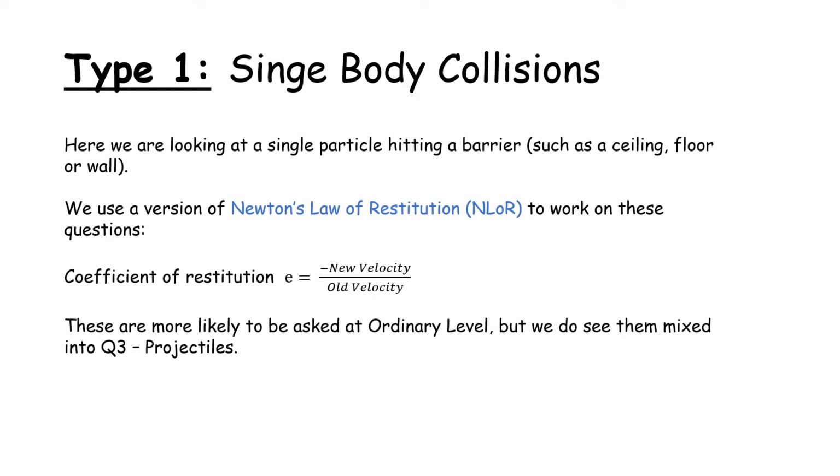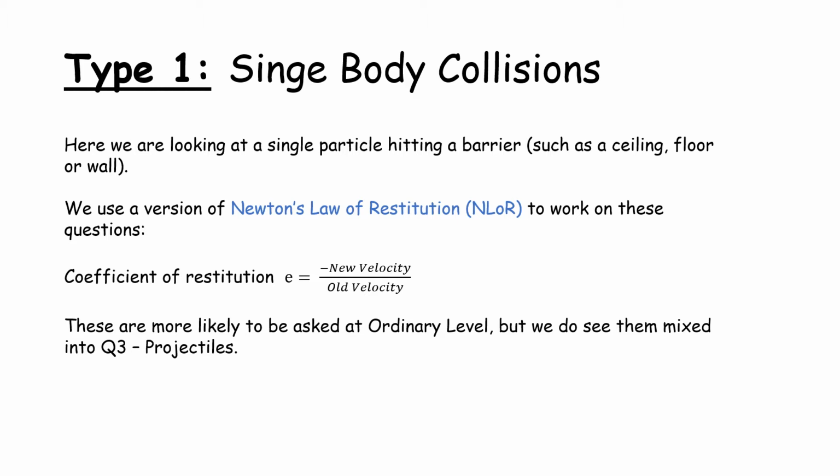So single body collisions are looking at some particle that's hitting a barrier, and that barrier tends to be like a ceiling or a floor or a wall or just any kind of flat surface. We're going to use a version of Newton's law of restitution, and I use NLoR for short. And when I say a version, it's because this is not given in the log tables in this form. The one in the log tables is given for two particles.